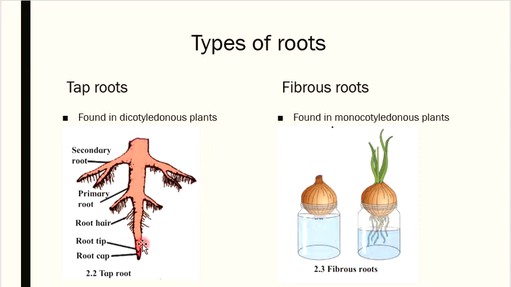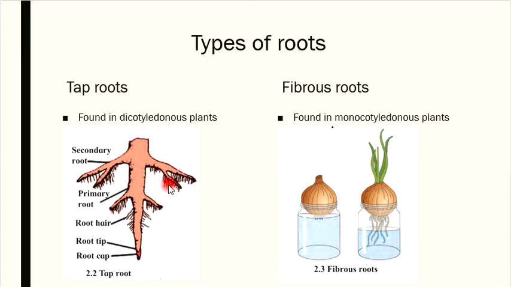In a taproot system, we have the main root or the primary root, and this primary root is thicker at the base and tapers towards the end. The taproot produces secondary roots. Secondary roots grow obliquely and spread far and wide in the soil.